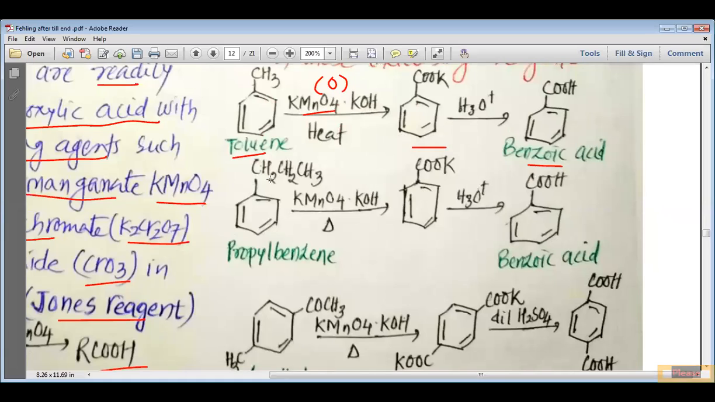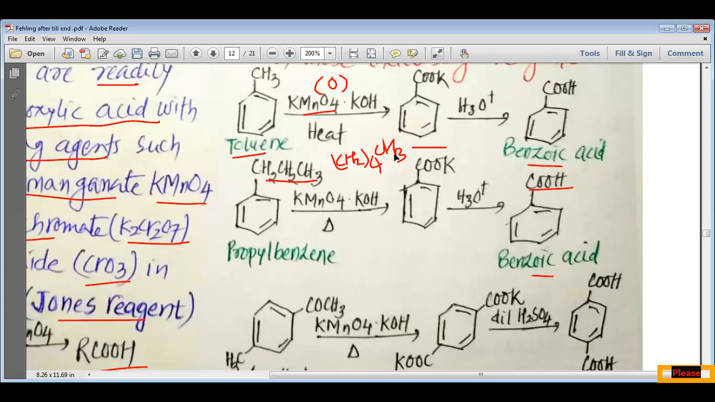If we have propyl benzene, that means 3 carbons bonded to benzene, it is also converted to benzoic acid, where we have 1 carbon present on the phenyl group. So even if the chain is of 5 carbons, CH2, 4 CH3, or even a very long chain is available.